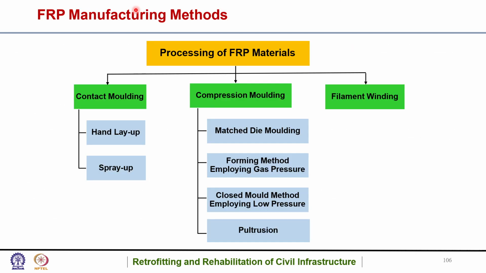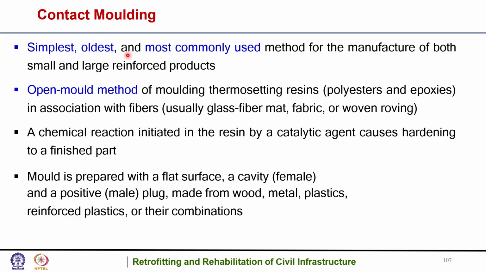So contact molding, basically it is the simplest, oldest, and most commonly used method for the manufacture of both small and large reinforced products. The open mold method of molding thermosetting resins, polyesters, and epoxies in association with fibers, usually glass fiber mat, fabric, or woven roving. A chemical reaction initiated in the resin by a catalytic agent causes hardening to a finished part. Mold is prepared with a flat surface, a cavity female, and a positive male plug made from wood, metal, plastics, reinforced plastics, or other combinations. So that is your contact molding.